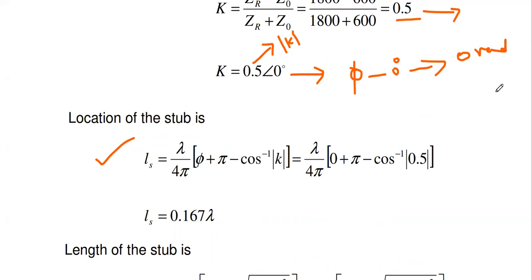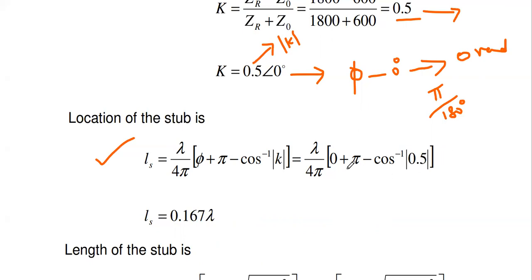So the degree we may convert into radian: you just multiply with pi and divide with 180, and we will get the radian. So here 0 into pi divided by 180, anyway, the answer is 0. Then you substitute the value: lambda by 4 pi, what is phi? Phi is 0, plus pi minus cos inverse modulus k. What is the modulus k?